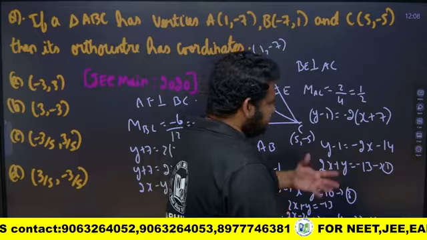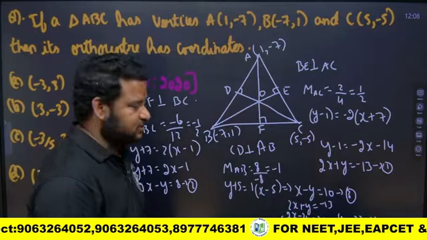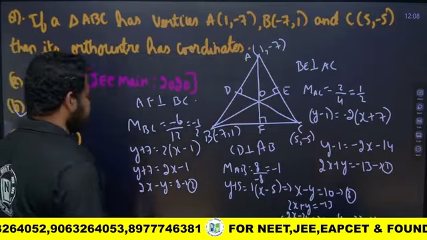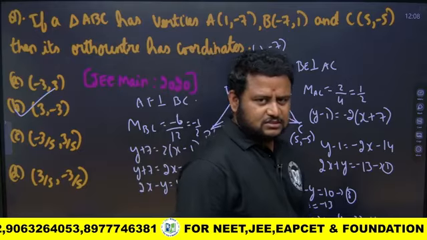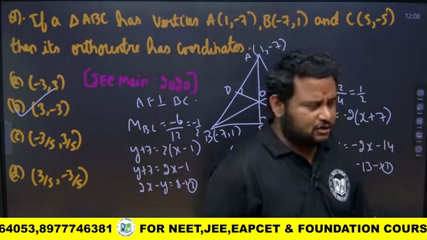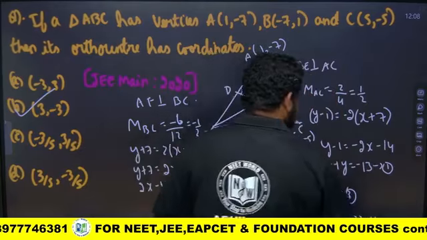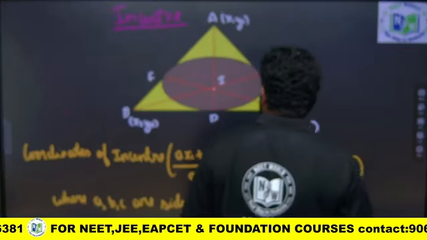On solving these three equations, you will get the answer as 3 comma minus 3. I hope you know how to solve these simultaneous equations. The three equations if you solve, you will get the answer of 3 comma minus 3. This you have to do it by yourself.